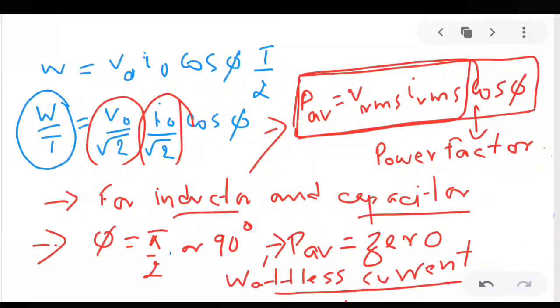Now this is the general expression. But in exam, you may be asked to prove that average power consumed in a purely capacitive circuit is 0, or in a purely inductive circuit is also 0. For that we will discuss in the later part. Now first part is this general expression. I hope this part of the deduction is clear to you.